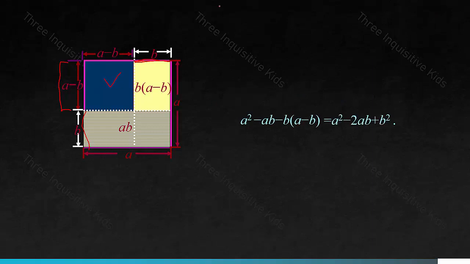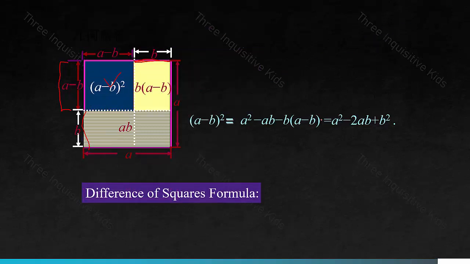So what we're doing right now is trying to find the area of this blue square on the inside. And in order to do that, we have to subtract all the other rectangles from the entire area. So that's how we got a squared minus 2ab plus b squared. This is the difference of squares formula. A minus b squared equals a squared minus 2ab plus b squared.